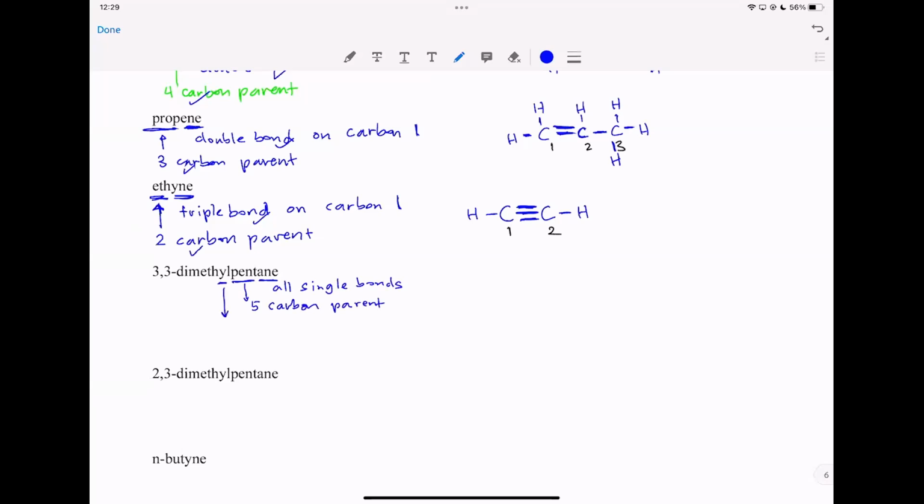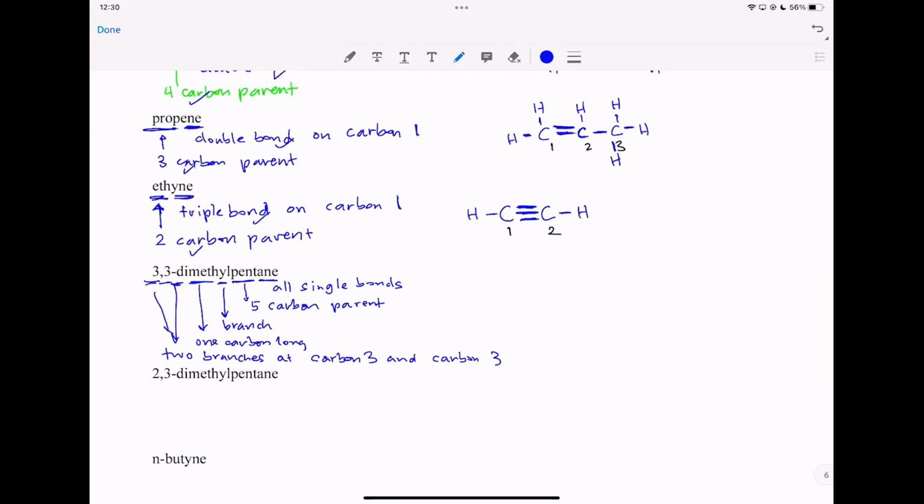YL means that you have a branch. And meth means that it is 1 carbon long. And then di means that there's actually two of these branches. That's what the di means. And the 3 and the 3 are the locations. So they are at carbon number 3 and also carbon number 3. That's what the 3 and the 3 mean.